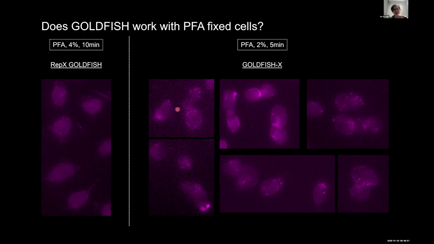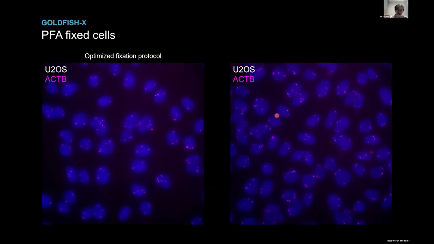Under certain conditions, we can see a few DNA FISH spots. And after a series of efforts to optimize this fixation protocol, at the end we recovered most of the DNA FISH signal in the PFA-fixed cells. So we are very excited about this new progress.